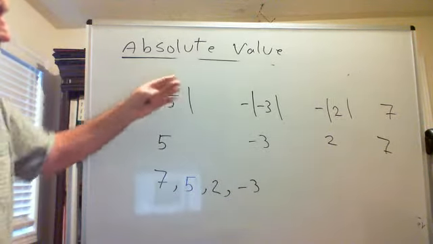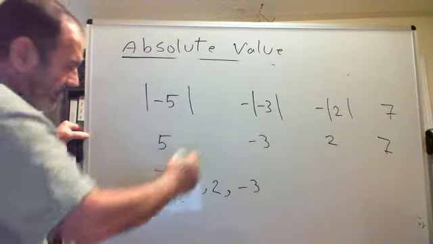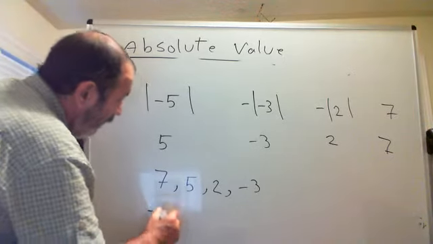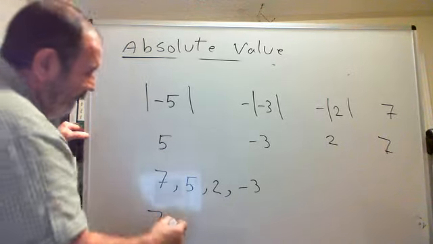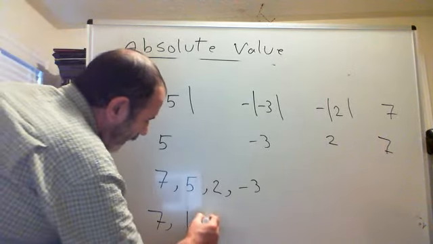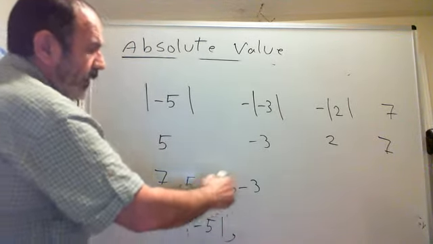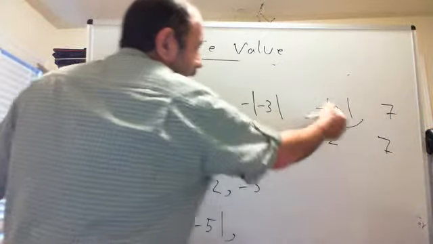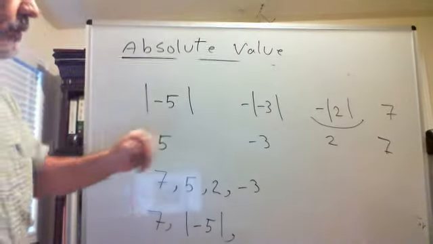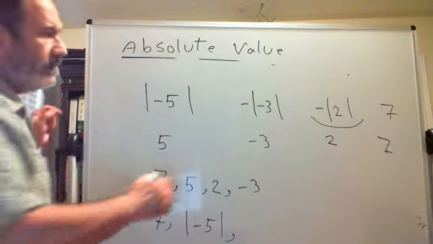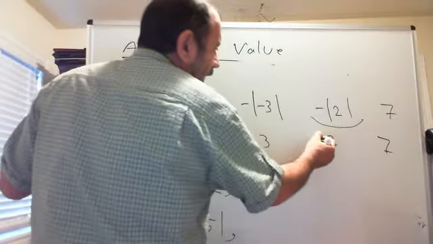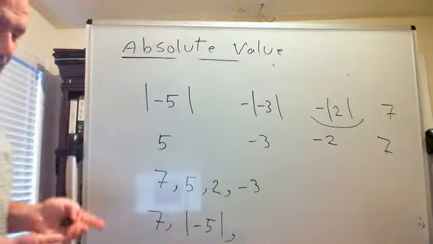Now, what are the original ones? So, 7 is the same. But 5 is the result of the absolute value of negative 5. And what is the next one? 2 is the result of, oh, why is this one 2? Sorry, I made a mistake. I am correcting this one. The negative absolute value of 2 is going to be negative 2. Okay? Go back and please correct this one.